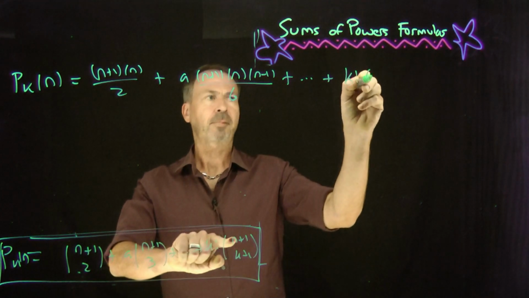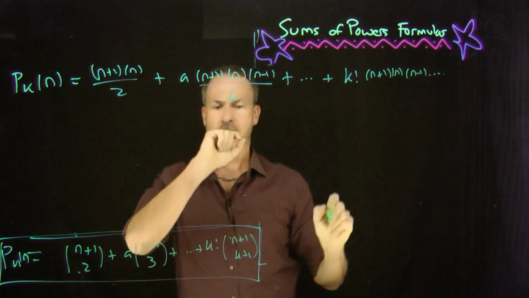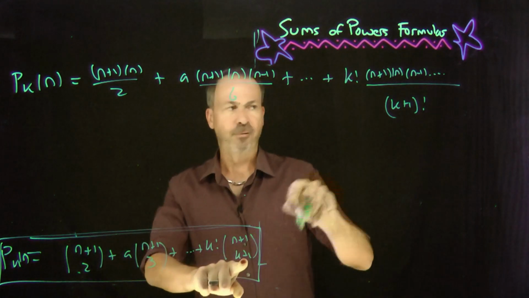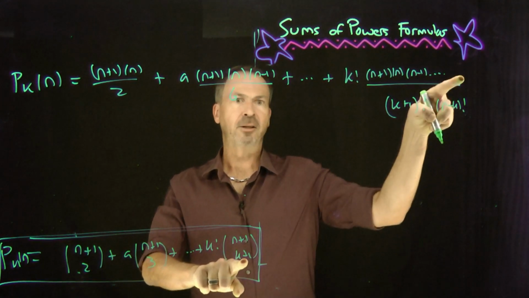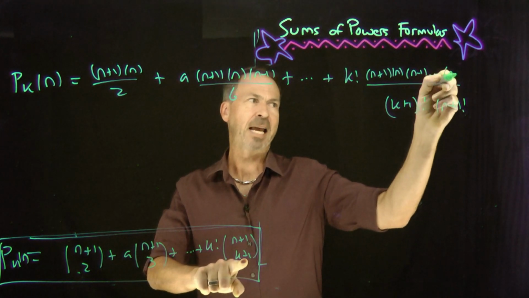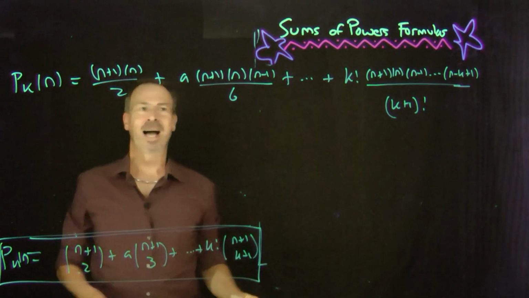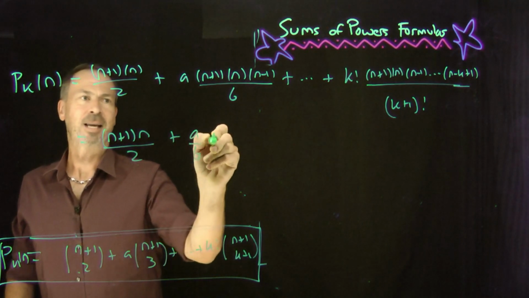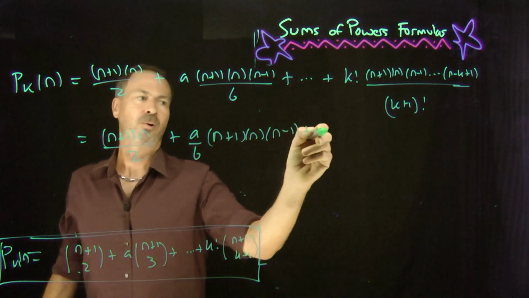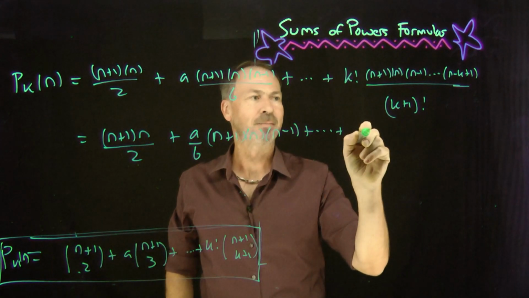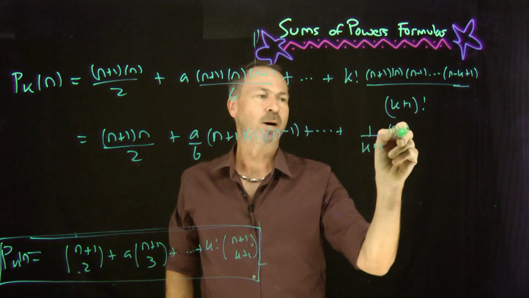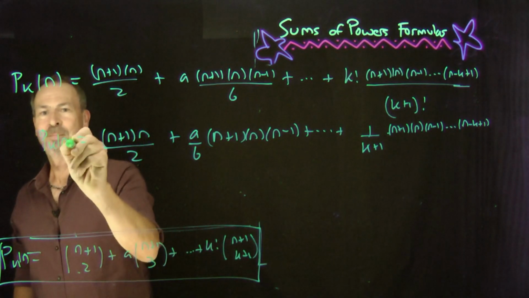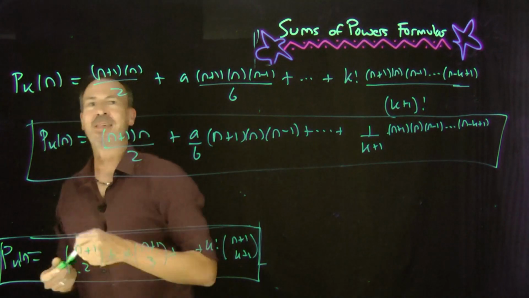Okay, I'm going to do it. n plus 1, n minus 1, down for a while, over k plus 1 factorial, but let's think about what's going to happen over the difference over n minus k factorial on the bottom, which means it's going to cancel with n minus k factorial stuff up here, which means I must go down to n minus k plus 1. Aha! So this is n plus 1 times n over 2 plus a over 6 n plus 1 n minus 1 all the way down to k factorial over k plus 1 factorial is 1 over k plus 1, n plus 1, n minus 1 all the way down to n minus k plus 1. Beautiful. Pk of n must be something of that form.